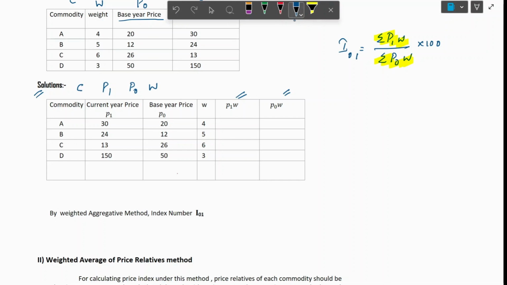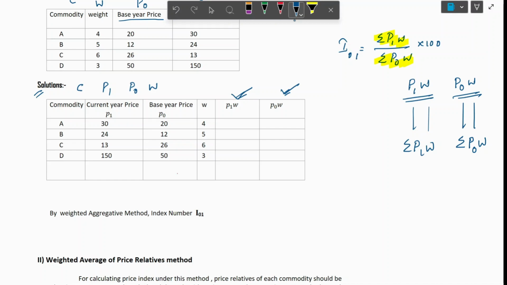Before finding the sum, what do you want to know? You want to know what P1W is. If you consider the P1W column, you can find the summation of P1W. Next, what will come? P0W, that is the column. Once you create it, you can automatically calculate the summation of P0W. Therefore, these are the 2 columns. That way, I decided to construct 2 columns. Therefore, for index numbers, whenever you get a question, first write the formula related to the method.